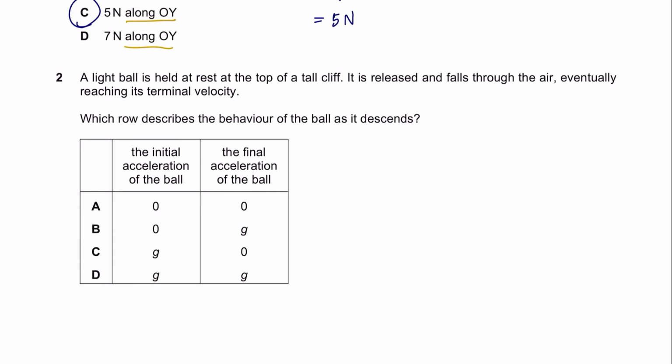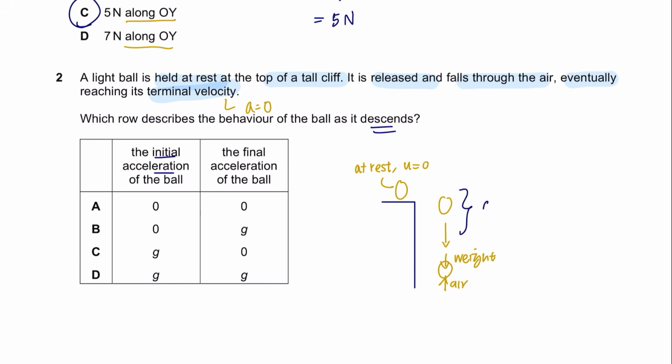Question 2. A light ball is held at rest at the top of a tall cliff. It is released and falls through the air, eventually reaching its terminal velocity. Terminal velocity means your acceleration is 0 because your air resistance is equal to its weight. Which rule describes the behavior of the ball as it descends? Initially, the acceleration of the ball would be the gravitational acceleration, which is 9.8. So this could be your options. And when it reaches terminal velocity, it means that your weight is equal to air resistance and your acceleration is 0. So your answer is C.